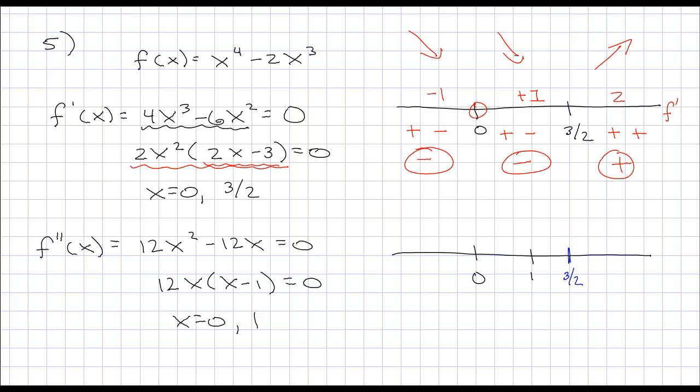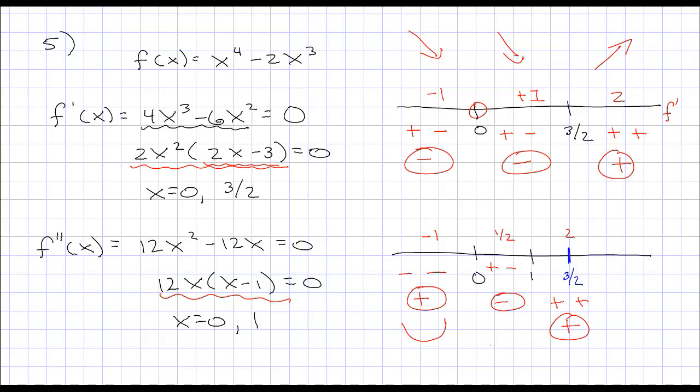So if I pick -1 and plug it into the factored form, I'm going to get a negative times a negative, or positive. If I pick a half, I'm going to get a positive and a negative, so negative. And if I pick 2, I'm going to get a positive and a positive. So positive. Okay, so this means that it is concave up, concave down, and concave up.